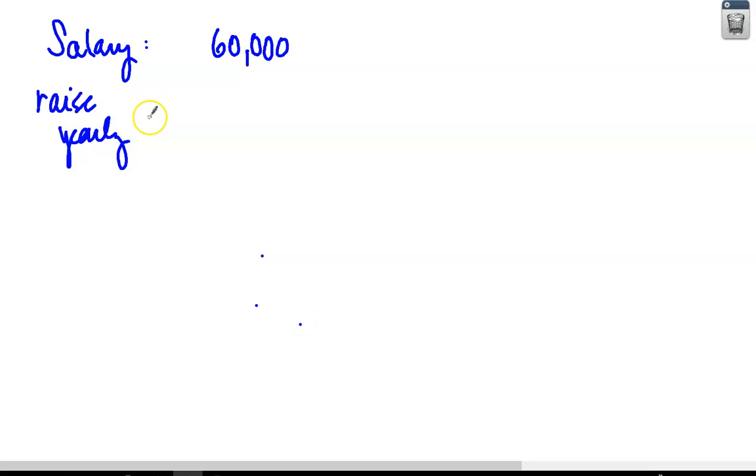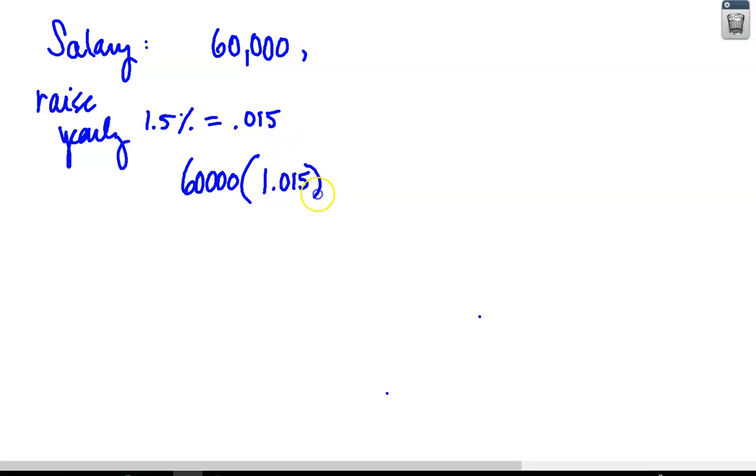They said, we're going to give you a raise of 1.5% or 0.015. So that means that you are going to add that to your salary every year. Now, you could multiply this number by this, but you'll only get your raise amount. So my suggestion would be to multiply that instead by 1 plus this, right? Because then that'll give you 100% of your salary plus the extra. So let's see what we get. 60,000 times 1.015 gives me 60,900.